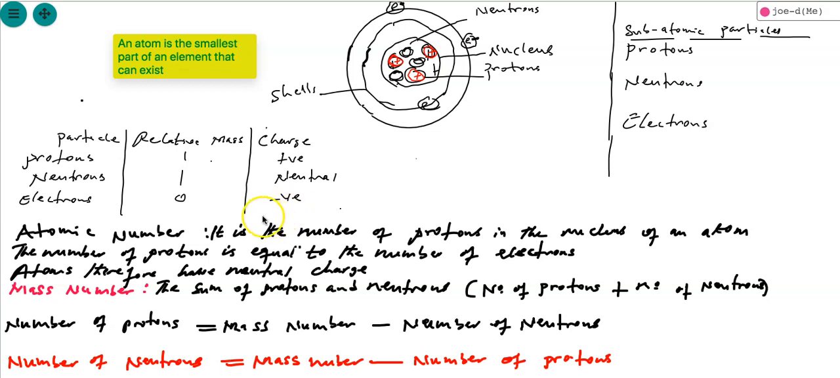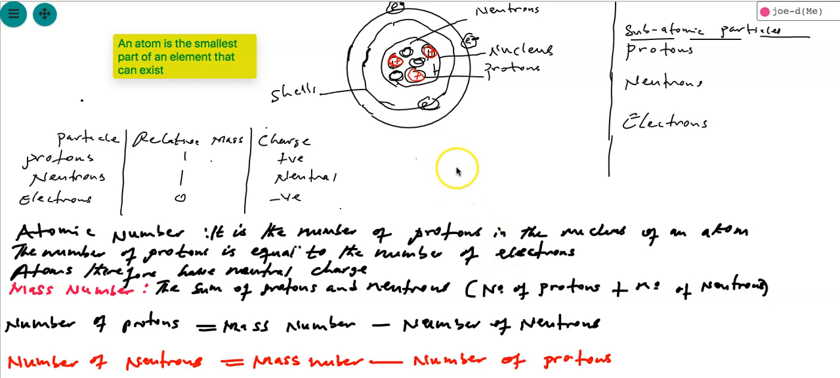Now, there are some keywords that we have to know about atoms. One is the atomic number. The atomic number is the number of protons in the nucleus of an atom. Now, the number of protons is equal to the number of electrons. It's very important you remember this.